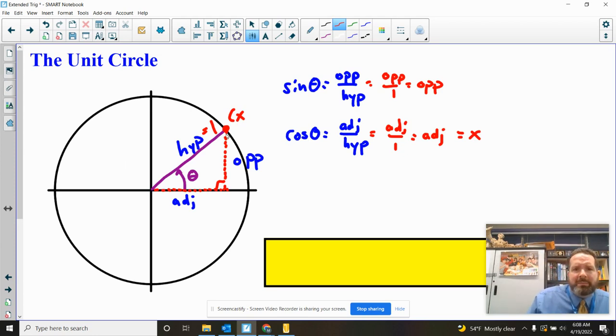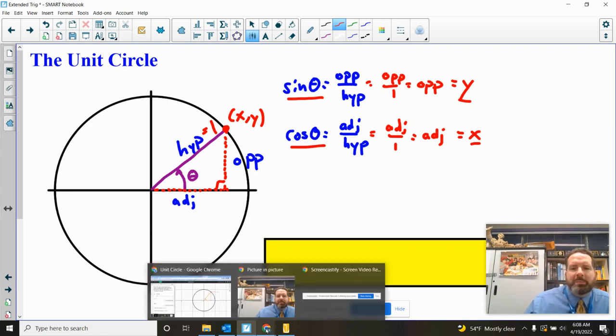If we do the same thing vertically, the opposite side length, just down here from the x-axis up to this point, is just the y-coordinate. We have now made calculation of a sine and a cosine very, very simple.